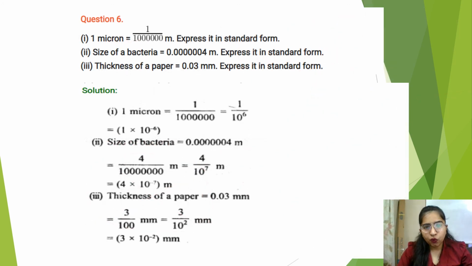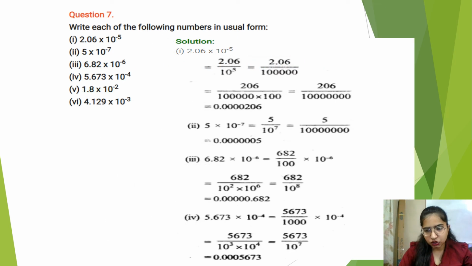Question number 6. First, 1 micron is equal to 1 upon 10 lakh meter, it is given in the question only. Express it in the standard form. Standard form you want to express 1 upon 10 lakh, it means 10 raised to power 6, right? 10 raised to power 6 will go up. When you will shift it upward, it will become minus 6. 1 into 10 raised to power minus 6 will be the answer. Similarly, you can do the rest of the 2 questions.